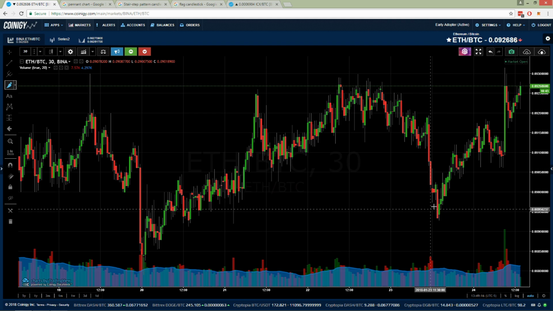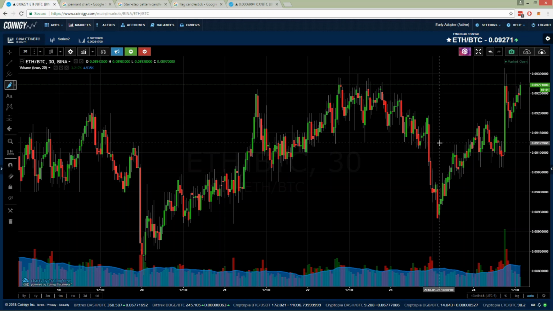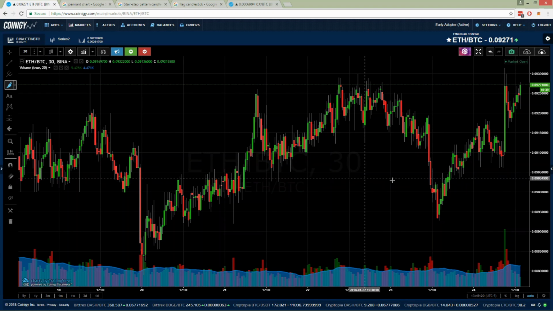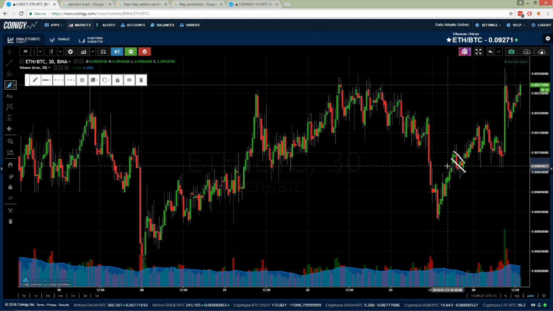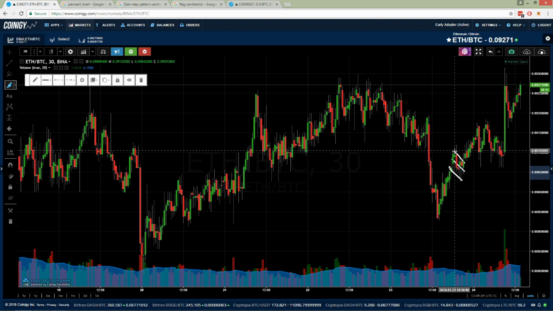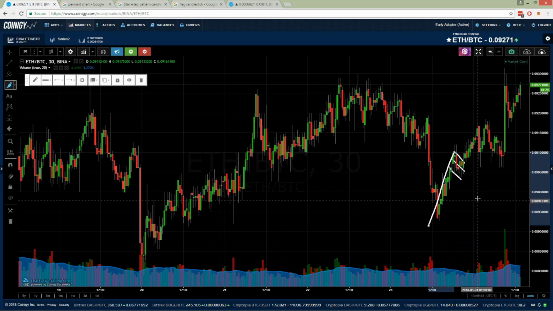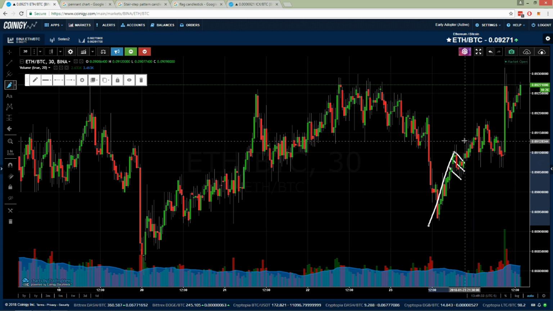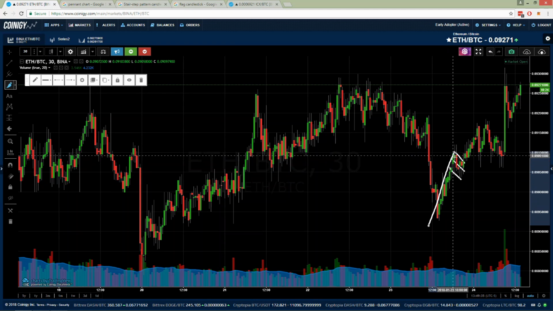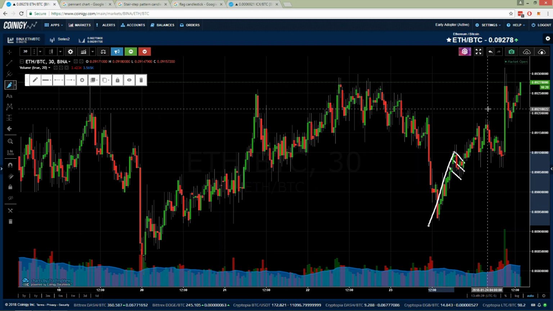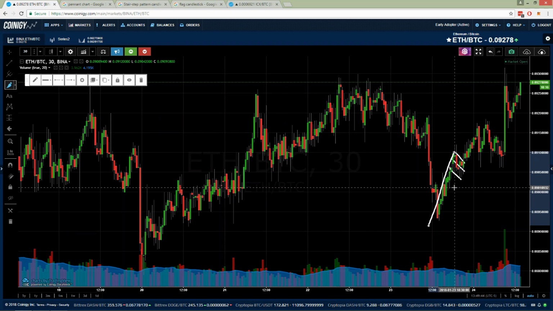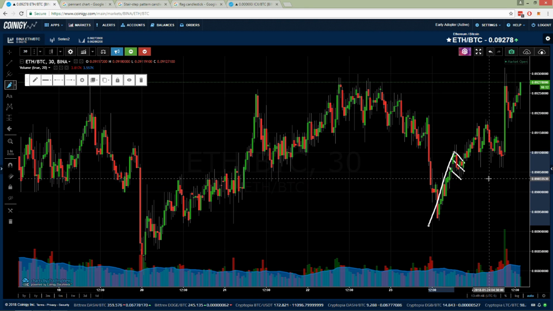For example, we followed up to here and then we see a pullback. So this here is actually a signal. It's called a flag. You may be able to tell why they call it a flag. Basically all it signifies is consolidation and a market rest, a market break from this bull run. And it indicates that the run is going to continue. And that's exactly what happened.